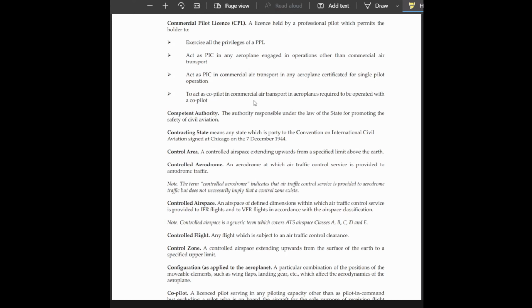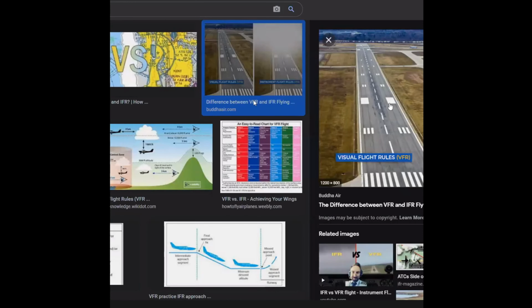Okay, so basically IFR is instrument flight rules, and VFR is visual flight rules. The easiest way to explain it, just give me a second. Are you able to see this photo? Yes. Okay, visual. All right, and this one.